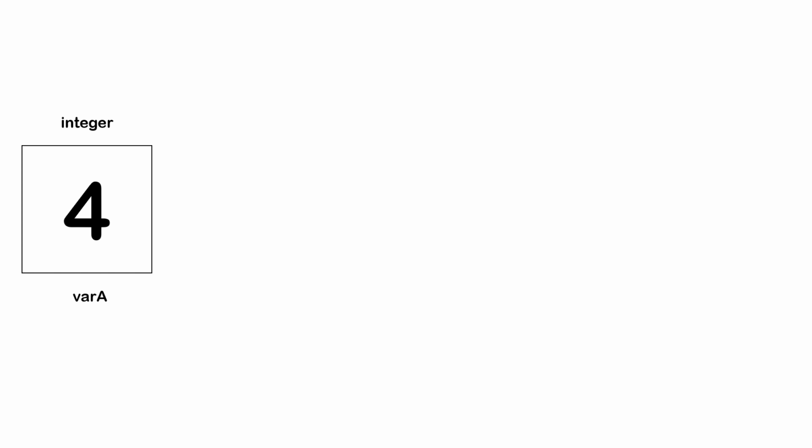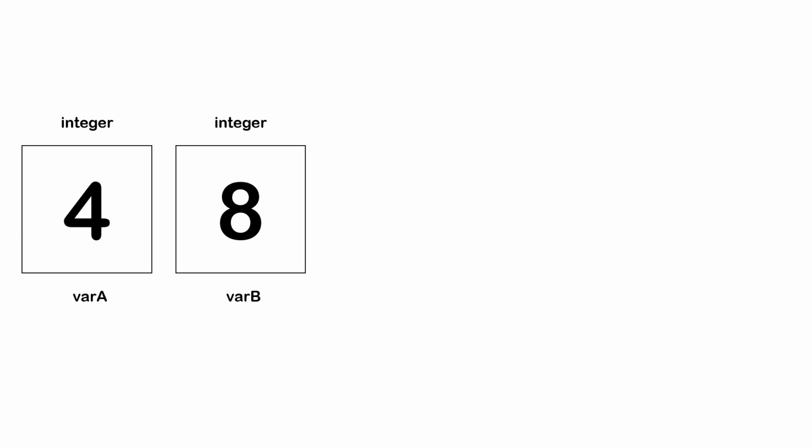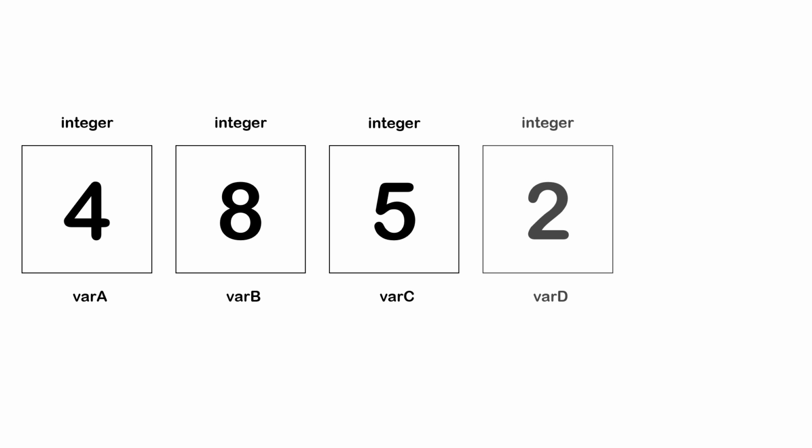But what if we want more? How about if we want 5 values? Well, we would need to do the whole process again. Create a section in memory we want to use, specify its type, give it a name, and give it a value. And then continue to repeat these steps 3 more times.